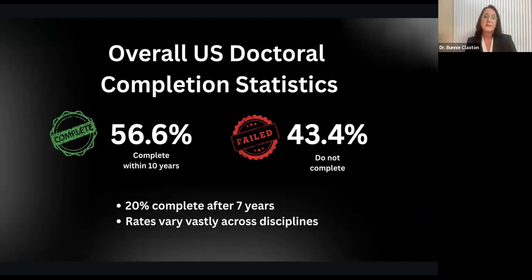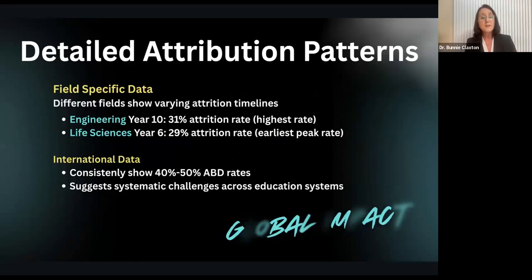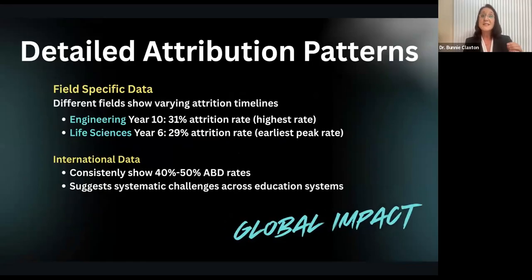So let's look at some rates. Of the overall U.S. doctoral completion rates, 56.6% complete within 10 years, which means that 43.4% do not complete at all. So almost a 50% rate of students do not pass. 20% complete their doctorate in 7 years, which is still a long time. And of course, the rates vary vastly across disciplines. So specific fields, engineering at year 10 has the highest attrition rate at 31% of engineering students.